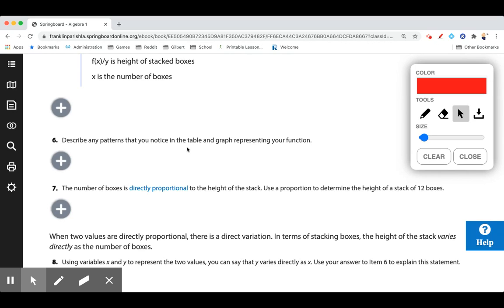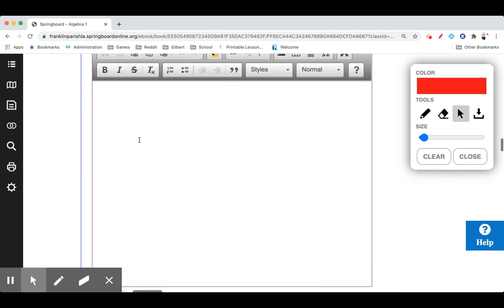Describe any patterns that you notice in the table and graph representing your function. Well, it does look linear.